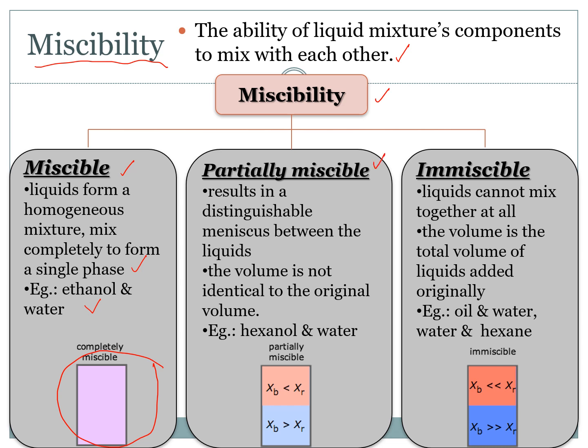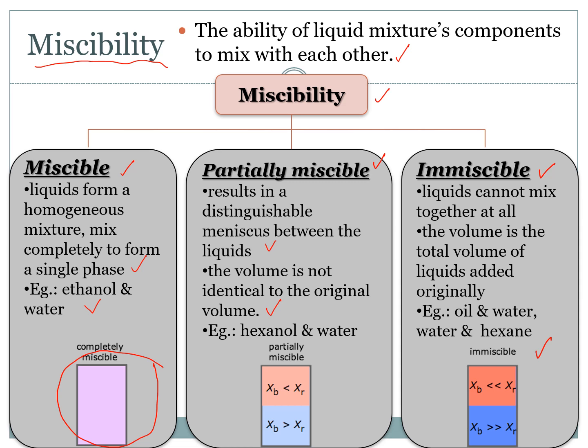The second one is partially miscible, result in a distinguishable mixtures between the liquid. The volume is not identical to the original volume. For example, the mixture of ethanol and water. The last one is immiscible. The liquid cannot mix together at all. The volume is the total volume of liquid added originally. For example, the mixture of oil and water or the mixture of water and hexane.